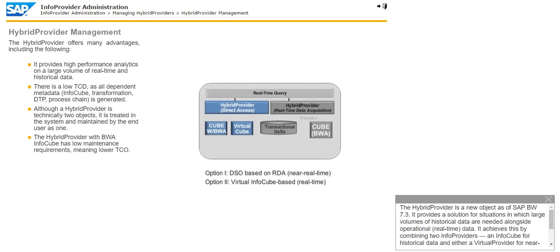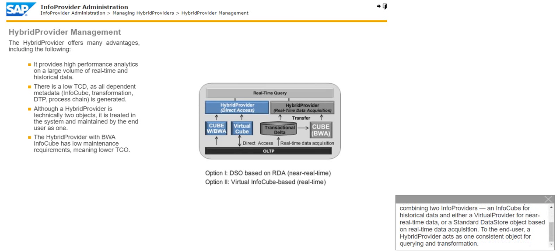The hybrid provider is a new object as of SAP BW 7.3. It provides a solution for situations in which large volumes of historical data are needed alongside operational, that is real-time data. It achieves this by combining two InfoProviders, an InfoCube for historical data and either a virtual provider for near real-time data or a standard DataStore object based on real-time data acquisition. To the end user, a hybrid provider acts as one consistent object for querying and transformation.